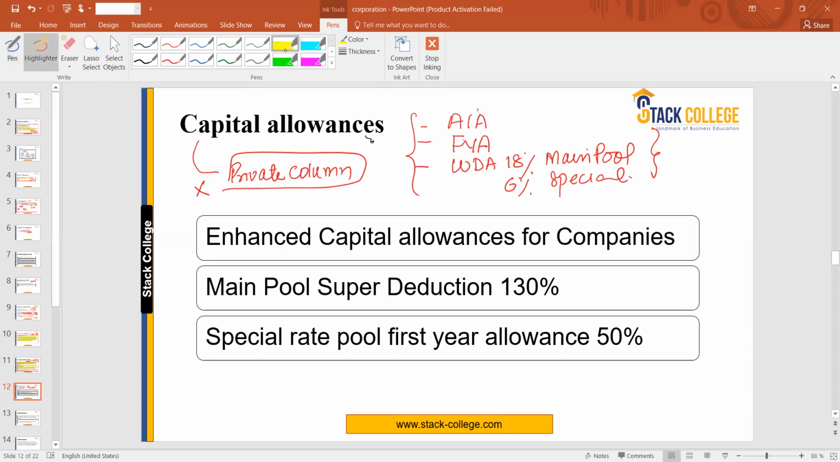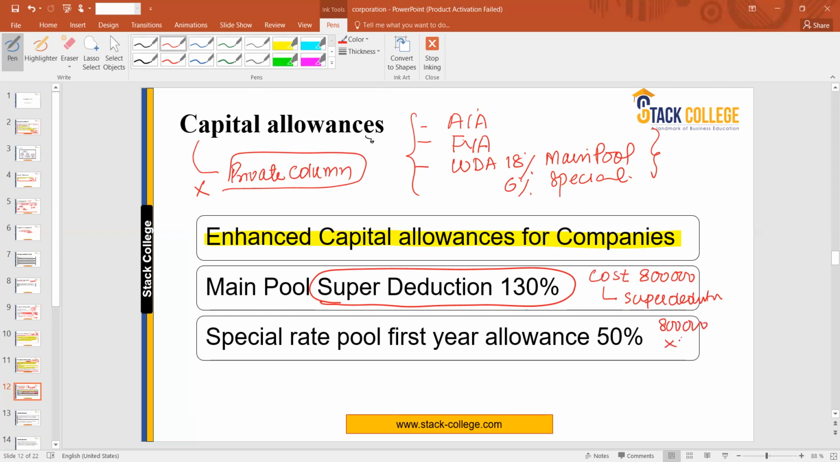Plus, there are some additional benefits, called enhanced capital allowances for companies. In the case of plant and machinery, which is part of the main pool, we can claim a super deduction of 130%. What does it mean? For example, the cost of my asset is 800,000. Then I can claim a super deduction of 130%, that is 800,000 times 1.3, and I can deduct this amount in my capital allowance computation. So it's 800 times 1.3, which is 1040.